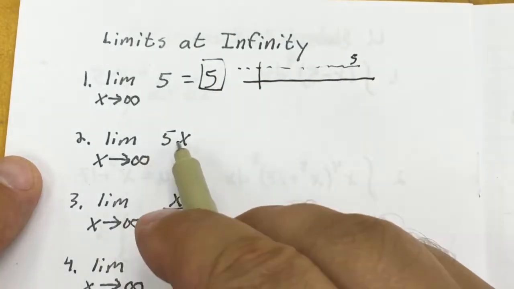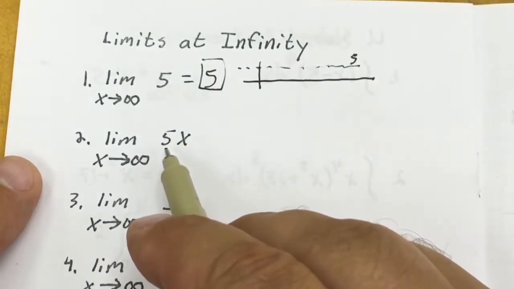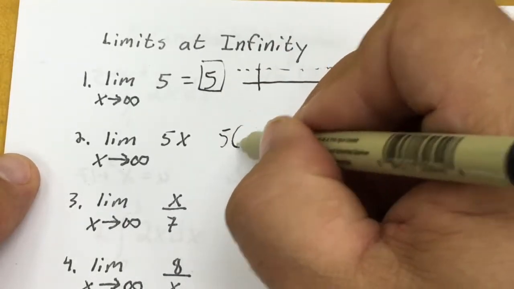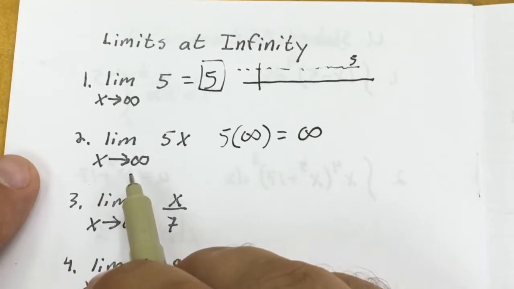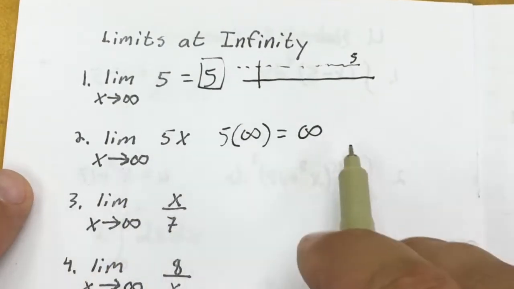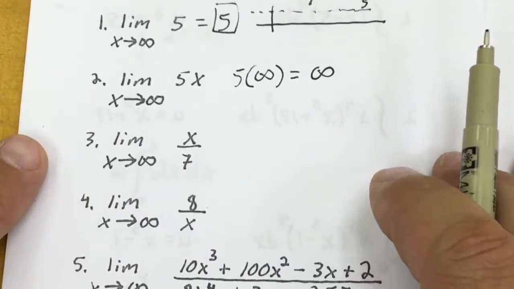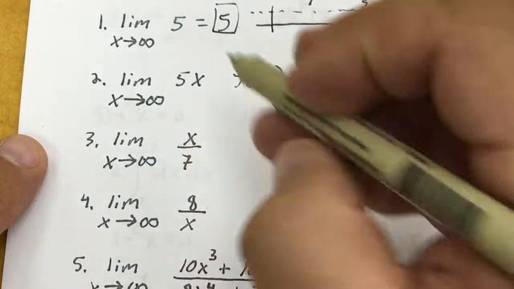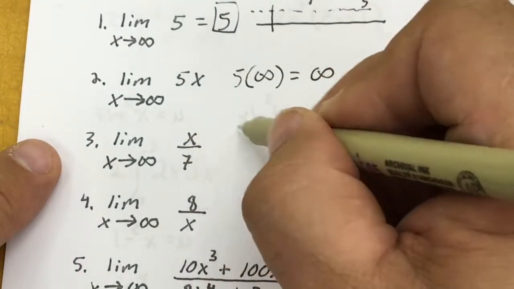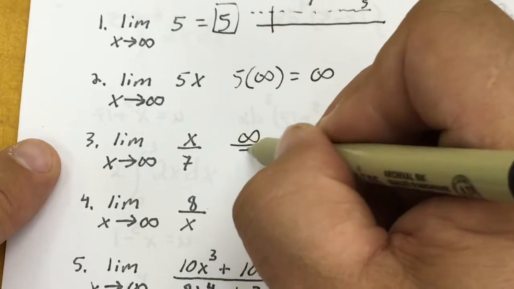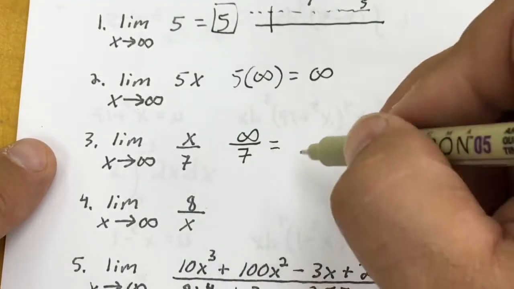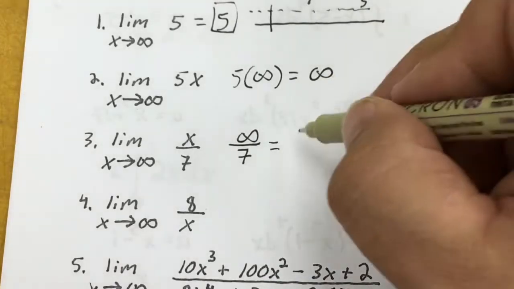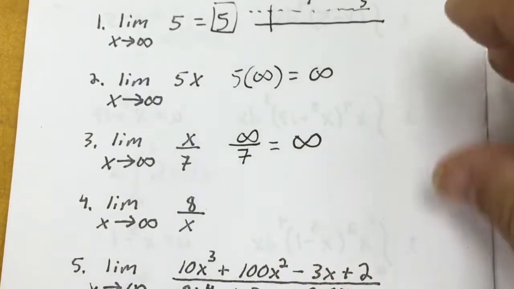Now, when I plug infinity into that, wow, 5 times infinity. Let's see what that's going to equal. Well, that's going to equal infinity. So the limit as x approaches infinity of 5x is infinity. Let's see what happens here. I plug infinity in for x, and that gives me infinity over 7. Well, infinity divided by 7 is going to give me a really big number, and that number is about the size of, let's see here, infinity.